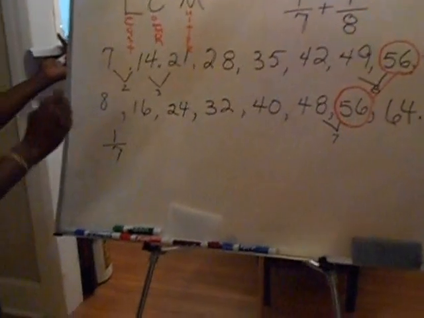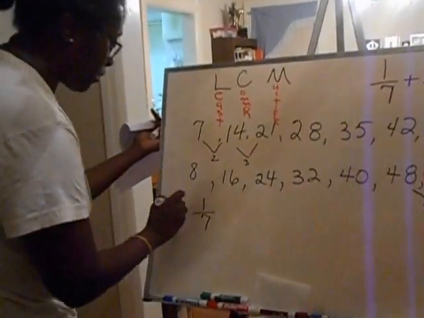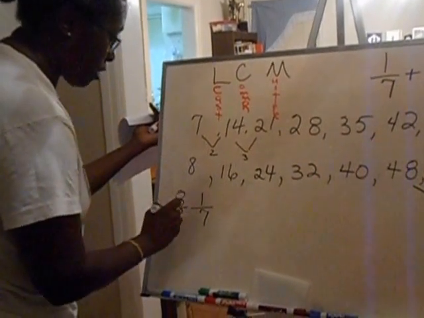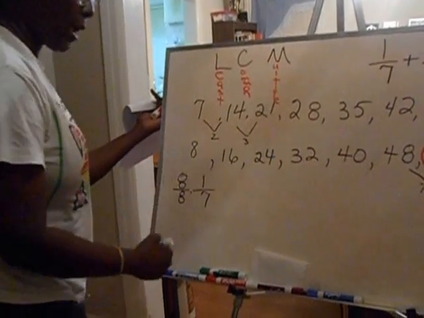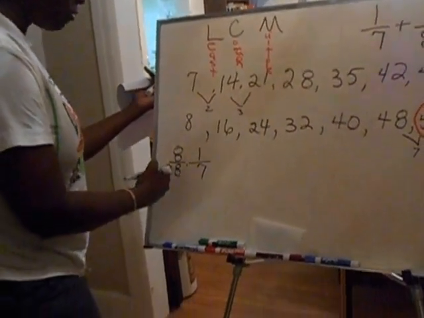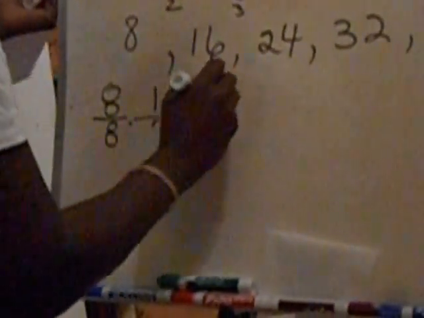But I can't multiply just the denominator because everything has to be equal. And we know that 8 over 8, any number over itself, is 1. So 8 over 8, 8 divided by 8. That's what that bottom number means, you know. 8 divided by 8 is 1. So we have 8/56.